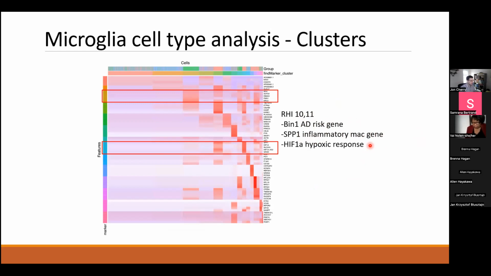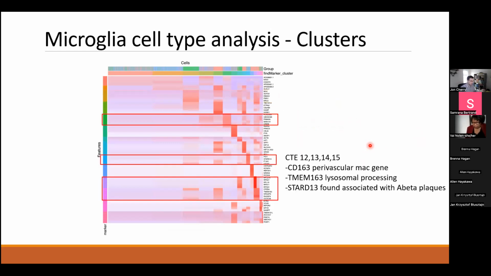And when we look at individuals who have CTE, we can see there are other reactive genes as well. So CD163 is involved in perivascular macrophages. Again, we showed previously that perivascular and peripheral macrophages might be involved here. We see there's lysosomal processing changes occurring, and there are other genes that are typically found with A beta that we can see elevated as well.